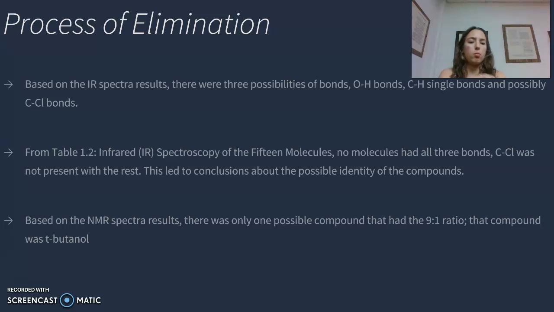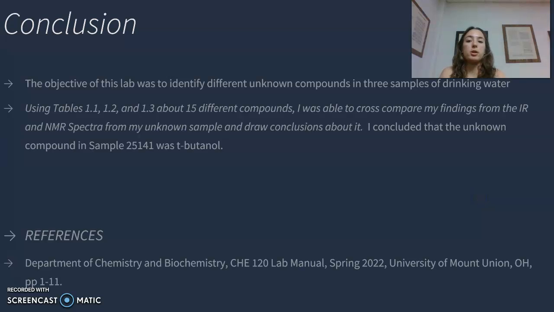With the NMR spectrum, only one molecule was present, which was the T-butanol. So cross-comparing my results from the IR spectrum and the NMR spectrum, T-butanol was present in both. So that's how I concluded that the unknown in my sample was T-butanol. Okay, so going back, the objective of this lab was to identify the unknown compound in the sample of drinking water. So using the different tables, I was able to cross-compare my findings with the IR spectrum of sample 25141 back to sample 25141's NMR spectrum. And cross-comparing those, like I said previously, the result was T-butanol. Again, this was all from the chem manual.